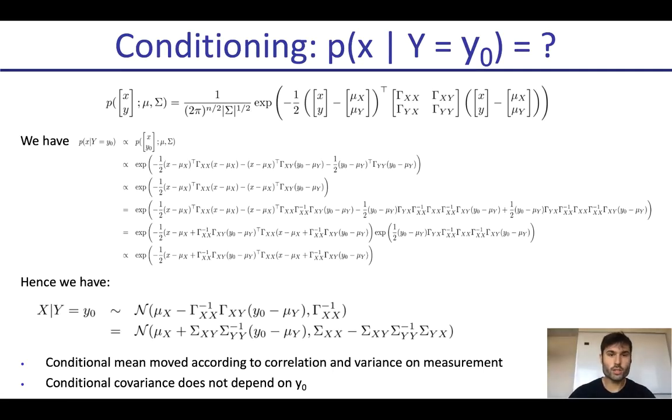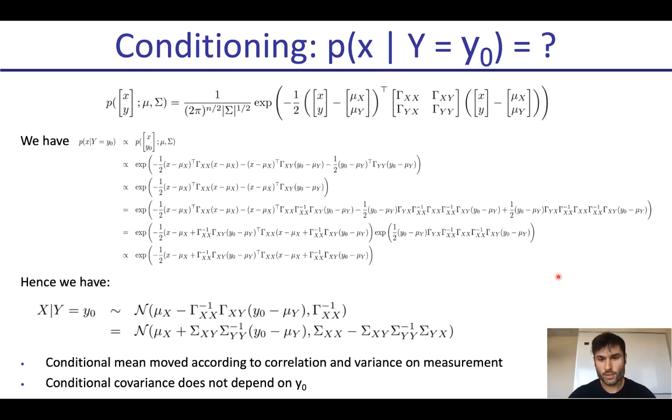So the other operation that we will need in order to fully formulate the Kalman filter is conditioning. Essentially, we have the joint distribution P of x and y. If we know that the value of y is equal to this y0, what is the probability distribution of x conditioned on y equals this y0?